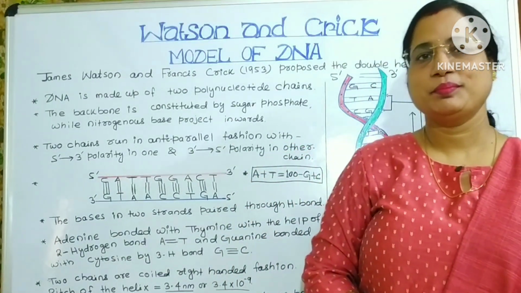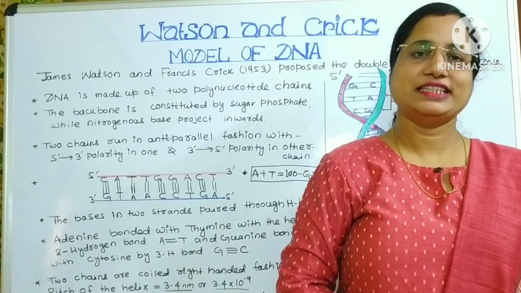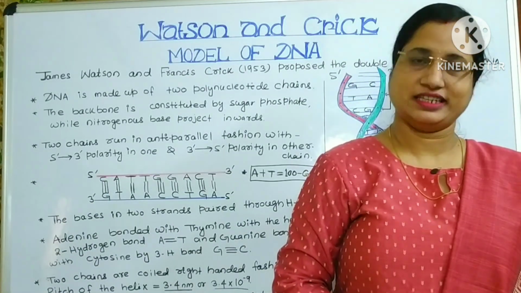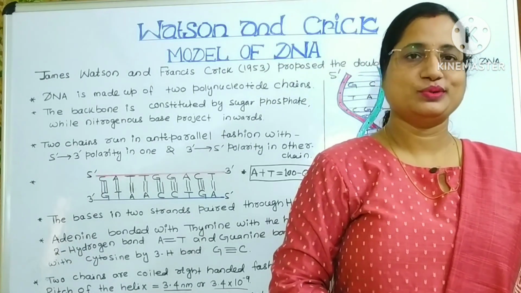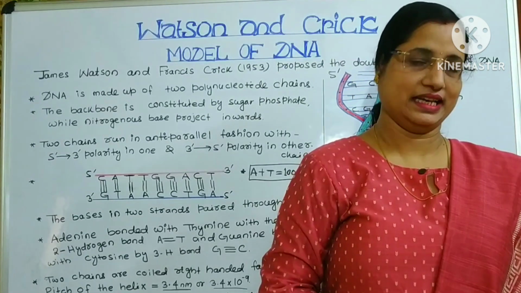James Biology. Previously we have discussed the structure of the polynucleotide chain, Chargaff's rule and other basic things about the molecular basis of inheritance. Today we are going to discuss the Watson and Crick model of DNA.